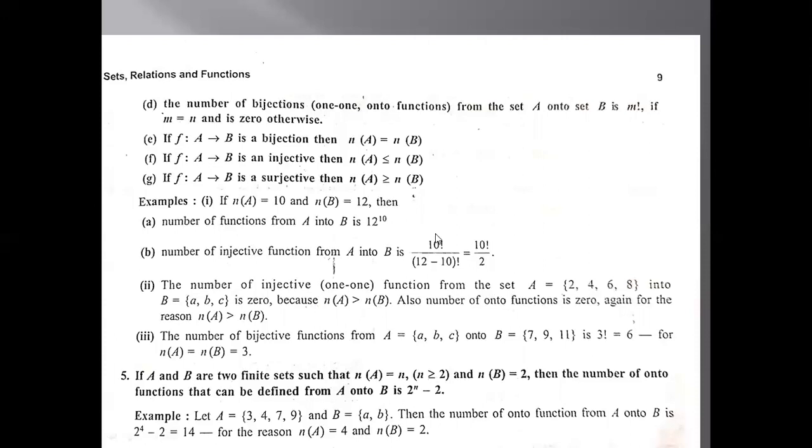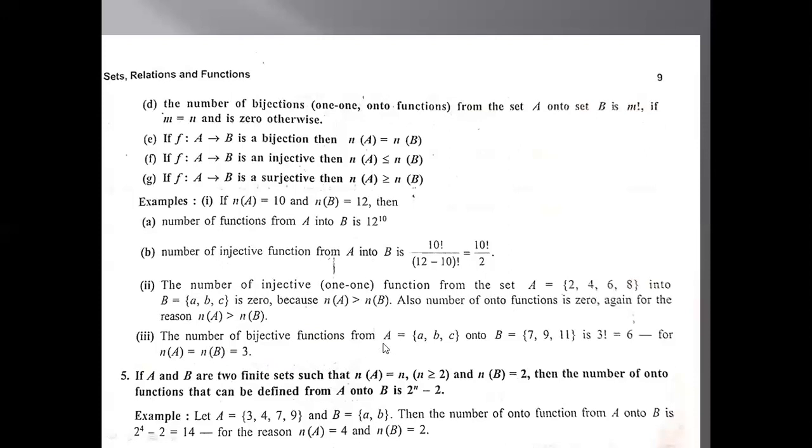Because n(A) is greater than n(B). If you observe the elements of the set A, n(A) is 4 and n(B) is 3. Clearly, n(A) is greater than n(B). In this case, the number of injective functions is 0. Also, the number of onto functions is also 0, for the same reason, that n(A) is greater than n(B). Next.